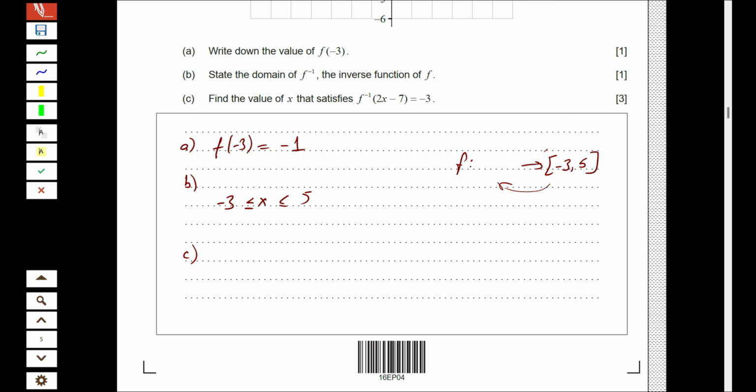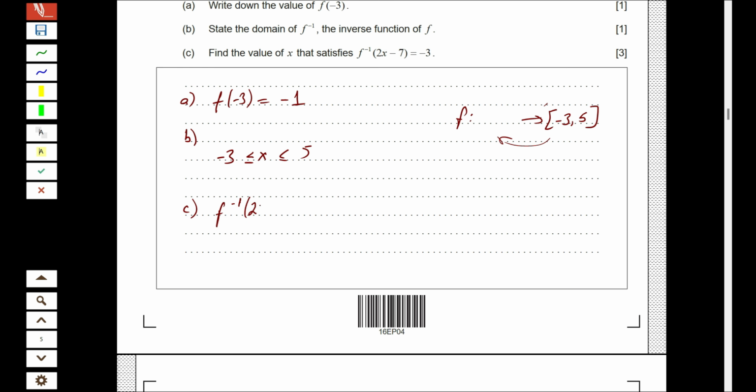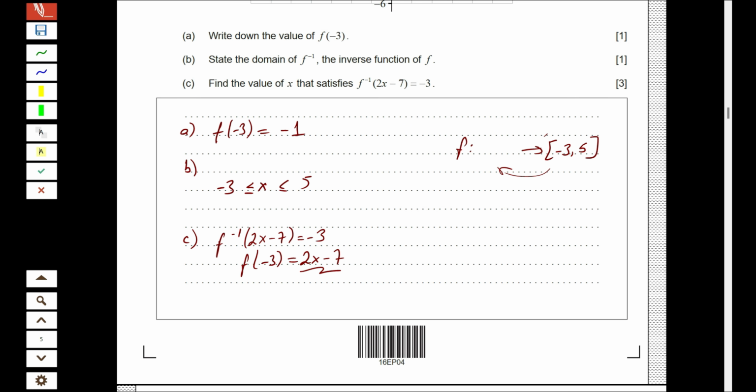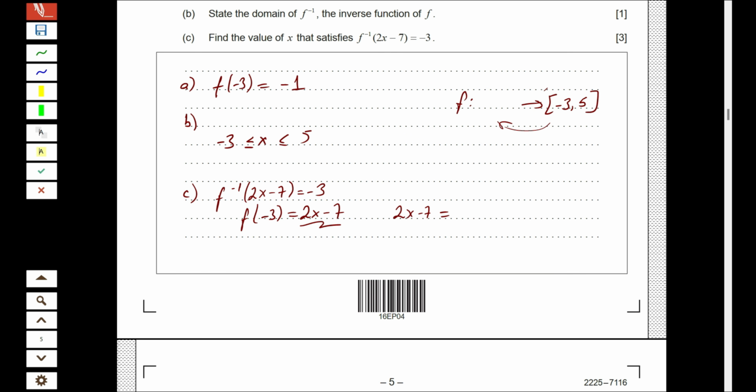Find the value of x that satisfies this equation. If the inverse of f of 2x minus 7 equals -3, it means f of -3 equals 2x minus 7. We know from part A that there is equality here, so 2x is going to be 7 minus 1, and 2x equals 6, x equals 3, right? Yeah.